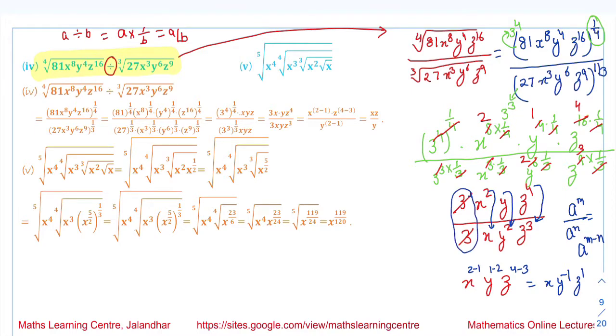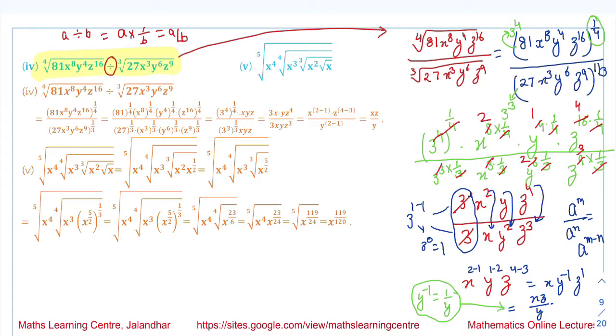Basically the 3 that we have cancelled, it means 3 raised to the power 1 minus 1, and it is 3 raised to the power 0 is equal to 1. That is why we are saying it is cancelled out. You can also use this formula. So the answer you are getting over here is x into z over y, because y raised to the power minus 1 means it is 1 by y. So this is how you can solve this problem.